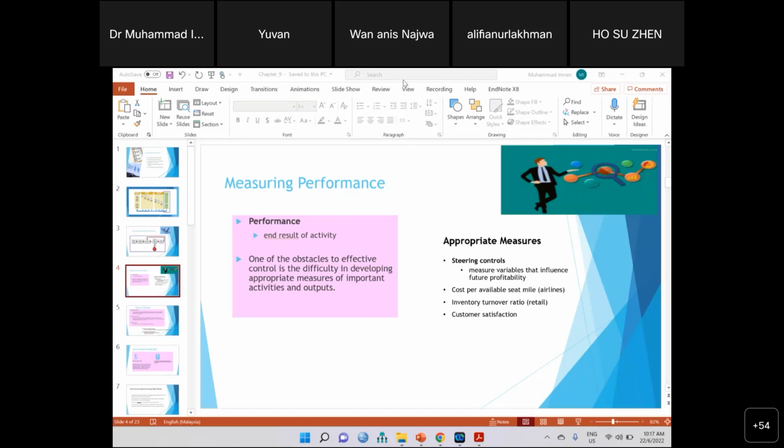Some points on steering controls. Suppose in the airline industry, one example is to closely monitor cost per available seat mile. For example, in 2002, Southwest Airlines, an American airline, had a cost per passenger mile of 7.5, the lowest in the industry. Contrast this with United at 11.5, the highest in the industry. Its low cost gives Southwest a significant competitive advantage.